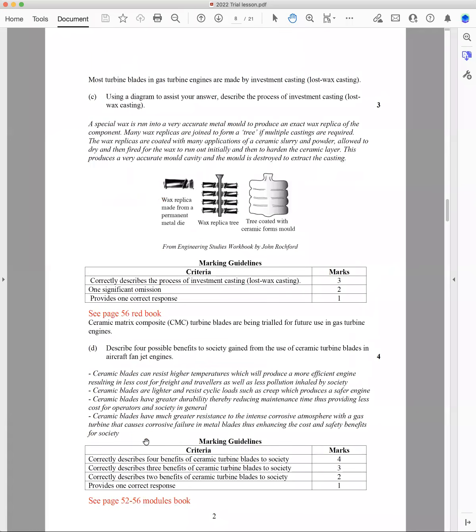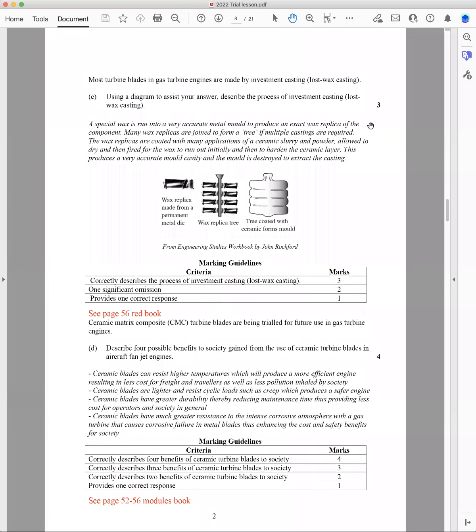Next question. Most turbine blades in gas turbine engines are made by investment casting or the lost wax casting. This is explained on page 56 in the red book. Using the diagram to assist your answer, describe the process. Now, there's 3 marks here, so we would expect to see 3 definite responses.